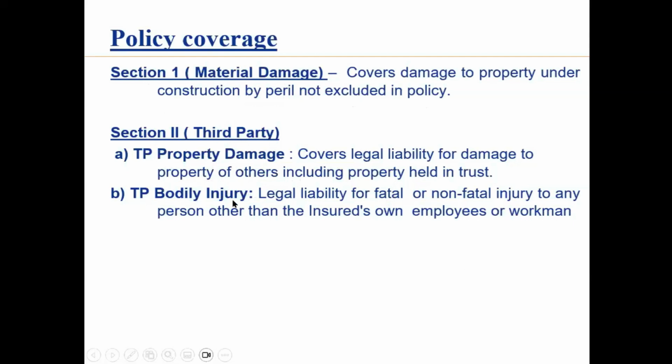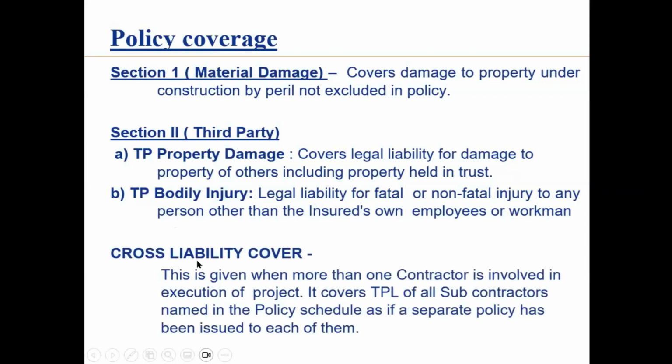Or third party bodily injury. This is legal liability for fatal or non-fatal accidents or injuries to any person other than the insured's own employee, because their own employees would be covered under the workmen's compensation policy. Other than that, they will be covered under section 2, third party liability under this TP bodily injury. Suppose a surveyor goes to inspect the loss during the construction of a project and he is hurt by a crane, or by falling material. In that case, it would be a third party bodily injury, and that person will be paid under this section.